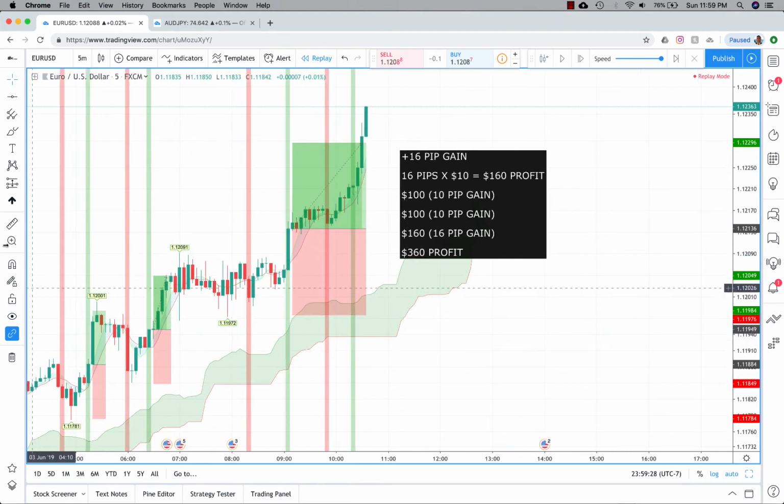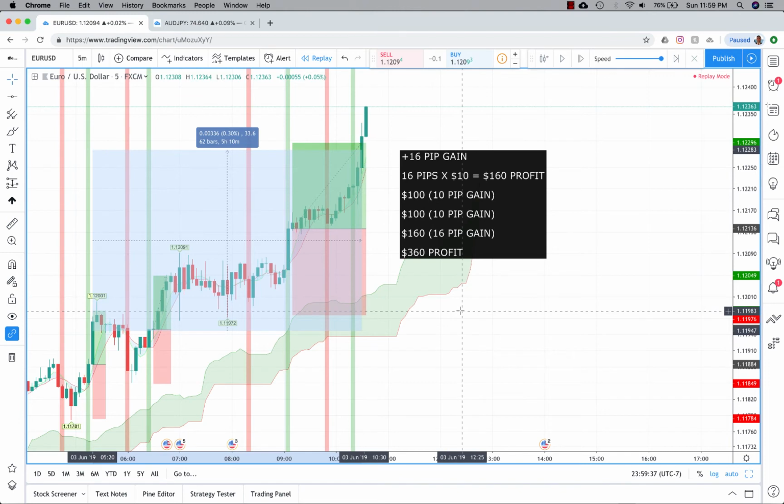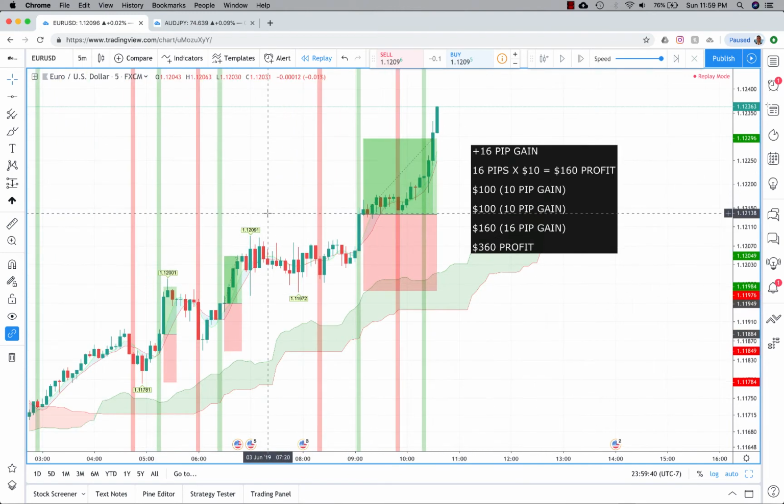in not very long. Let's see, how long were we trading for? This is only one pair too. You can be trading multiple pairs. Yeah, so like in about 5 hours we made a $360 profit. It's not bad at all.